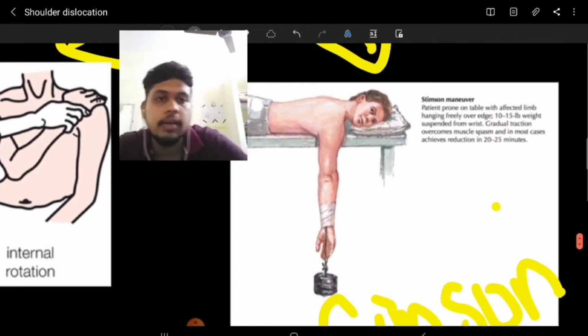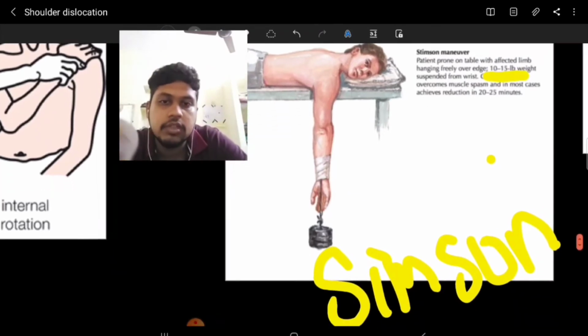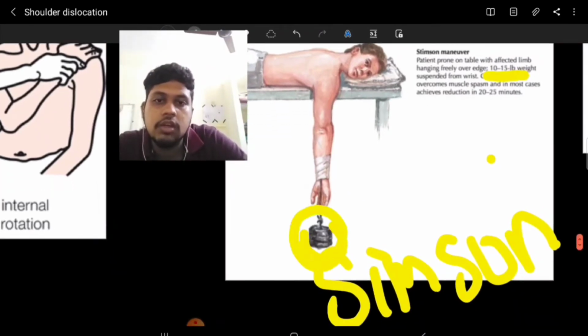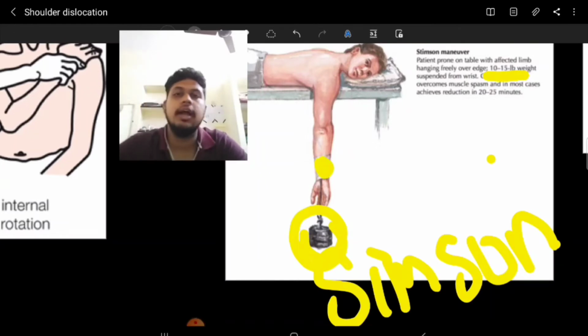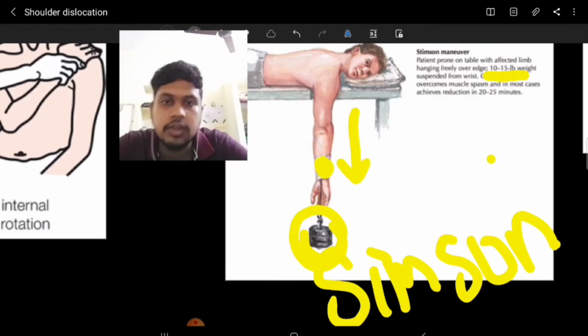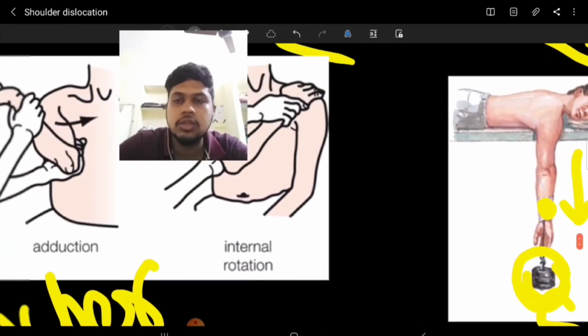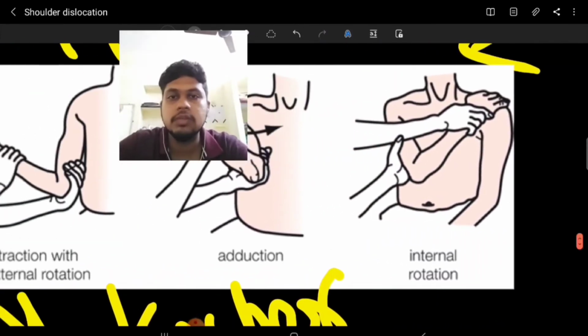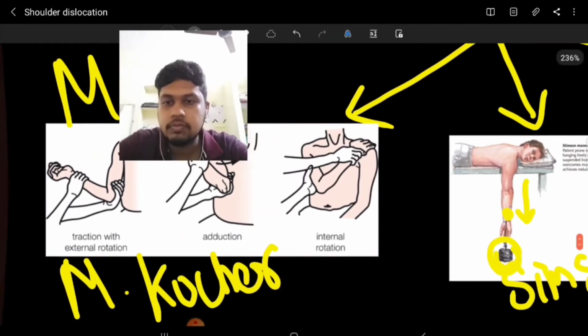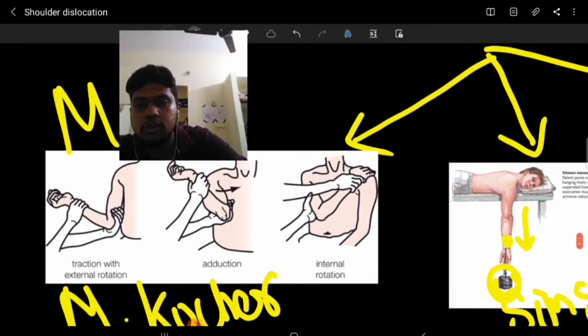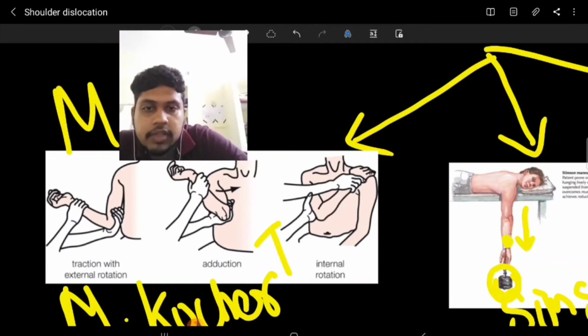And in Simpson's gravity method, they used a 10 to 15 pound weight, which is made to hang down, tied on the hand, so that it gives a downward traction and helps to relocate the dislocated head of the humerus. But this is also not followed now. The method which is followed is Kocher's technique. This can be remembered with the mnemonic TAI.